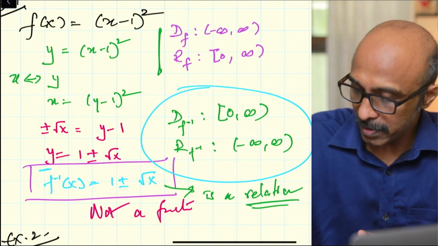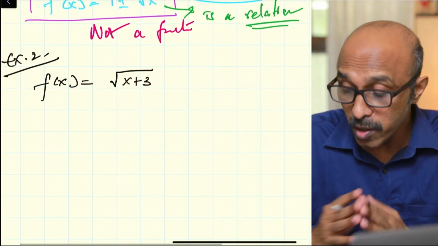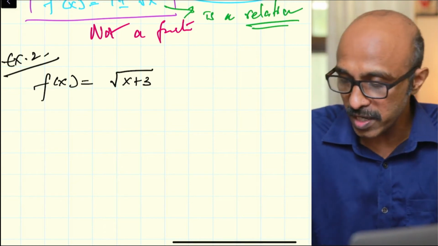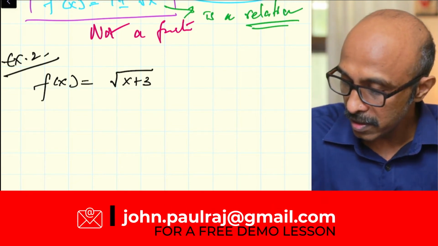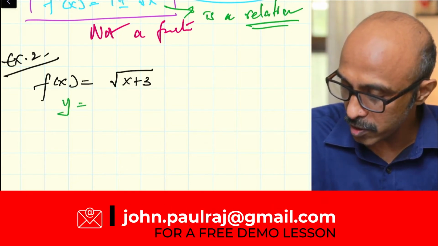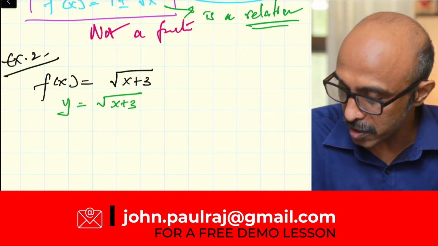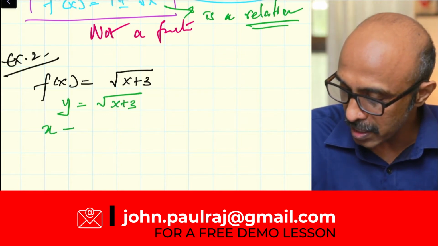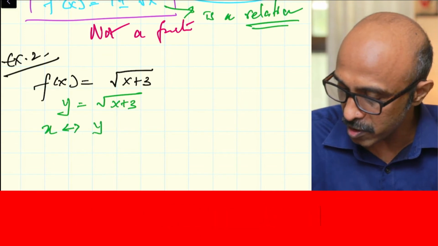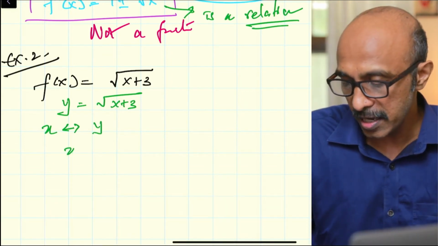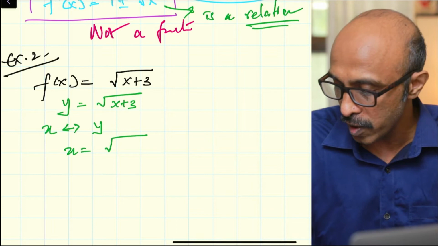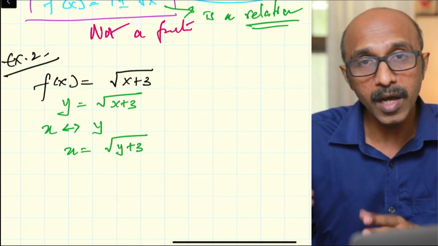Second example. This is a square root function, square root of x plus 3. Let's write this down as y is equal to the square root of x plus 3. That's the first thing to do. Then we interchange x and y terms to get the equation x is equal to the square root of y plus 3.